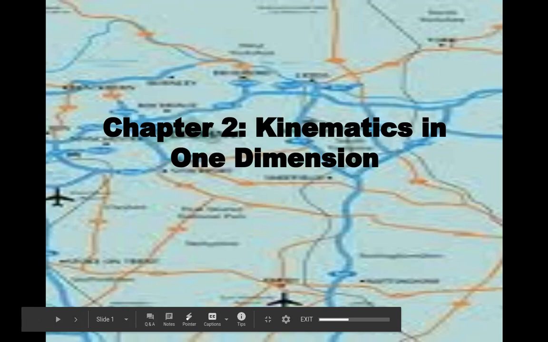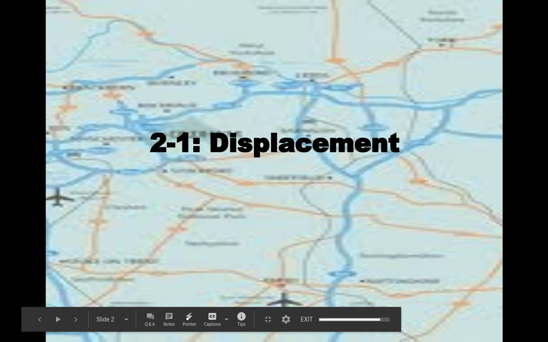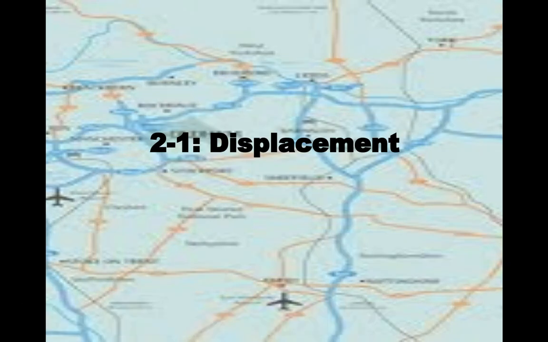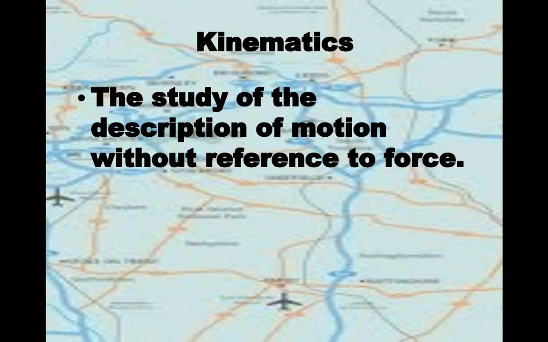In Chapter 2, we're going to look at kinematics in one dimension. So 2.1, we're looking at displacement. And we looked in the last section at displacement versus distance. So a reminder, we have to include a direction.